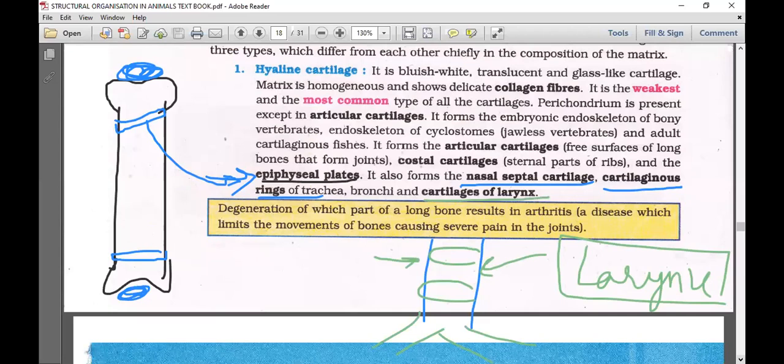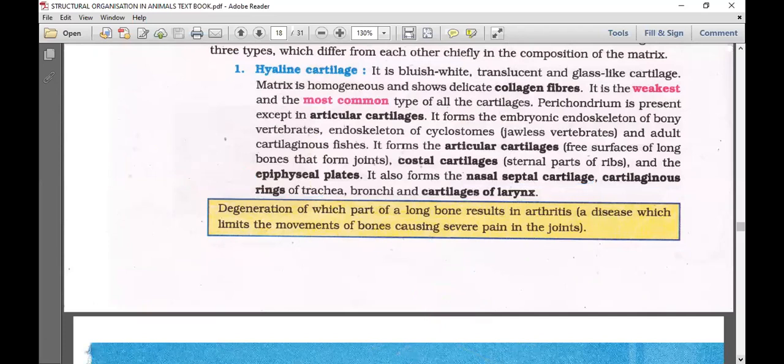Okay, so many examples. After this we'll go to the chart and watch those examples also. But do you remember those examples? I'll read them back again. Number one, articular cartilage. Number two, costal cartilage. Number three, epiphyseal plate. Number four, nasal septal cartilage. Number five, cartilaginous rings of trachea and bronchi. And number six, cartilages of larynx.